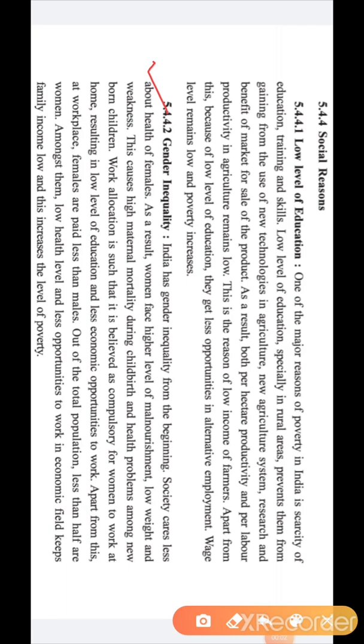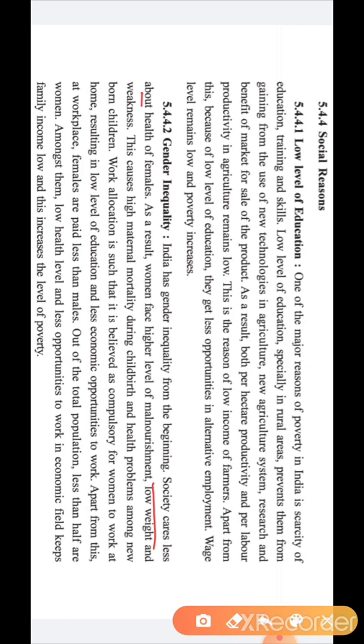Now, the second point in the social reasons is gender inequality, between male and female. India has had gender inequality from the beginning. There is no proper importance given, and no proper equality given to male and female.